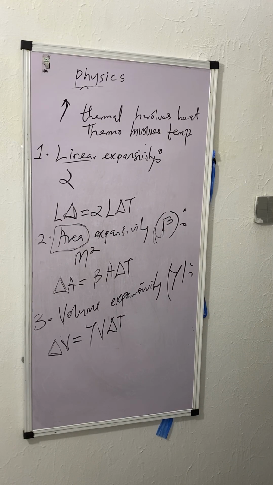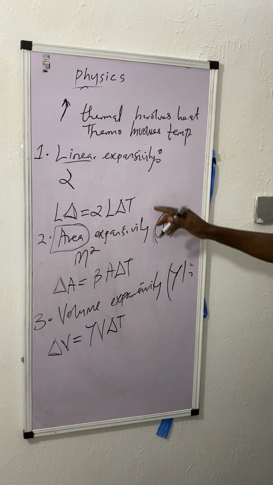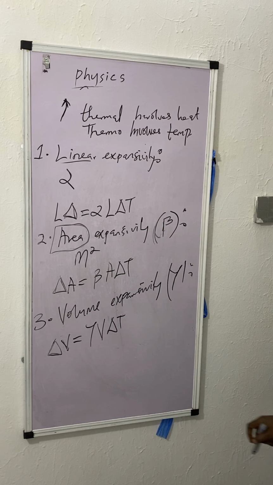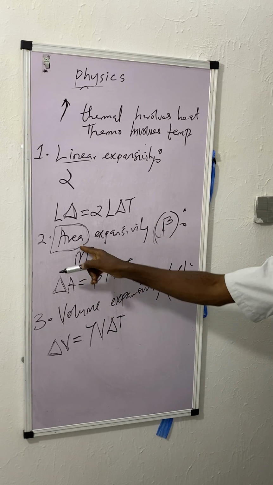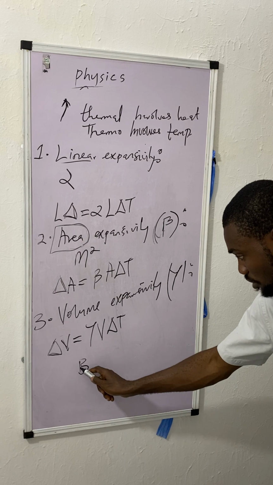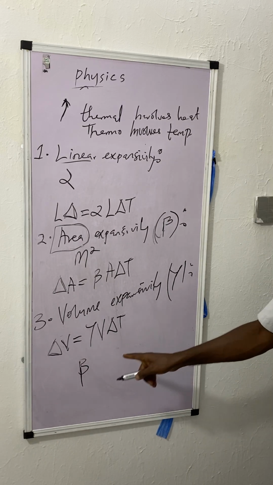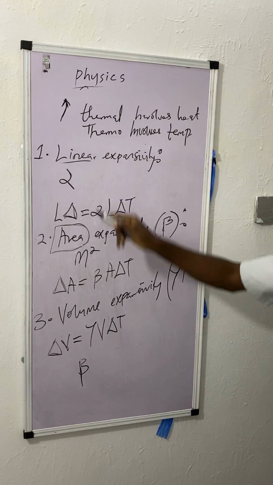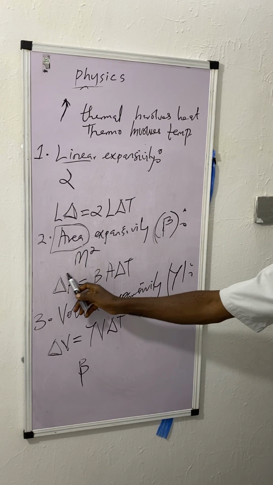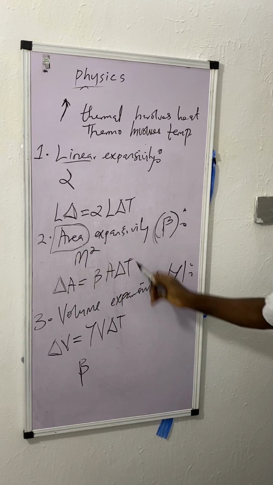Now let's understand the relationship between the three. Beta, which is area expansivity, has a shortcut formula. Maybe they gave you linear expansivity to solve with, and they didn't give you all these things. They now ask you to look for the area expansivity.